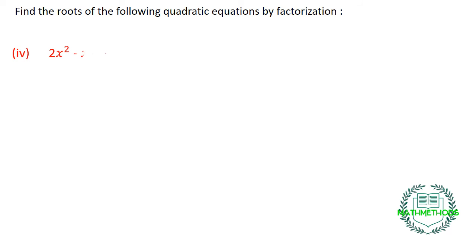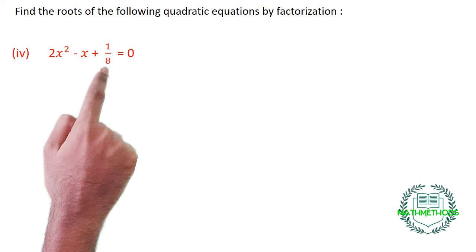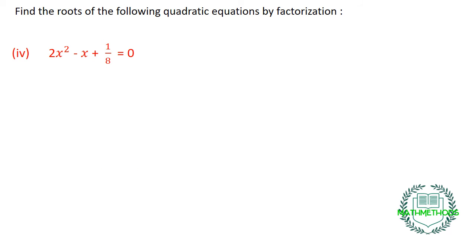Example 4. 2x squared minus x plus 1 upon 8 equals 0. This equation has 8 in the denominator's place, due to which the solution looks more complicated. In order to make the equation simpler, we can remove this 8 from the denominator's place. In order to cancel 8 from the denominator, multiply both sides of the equation by 8.